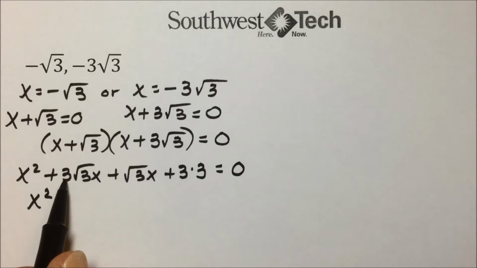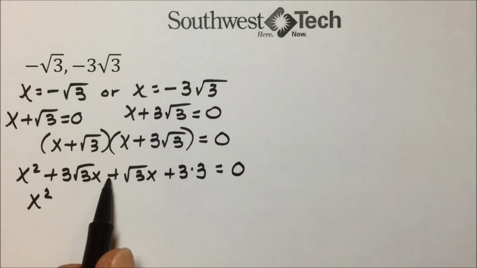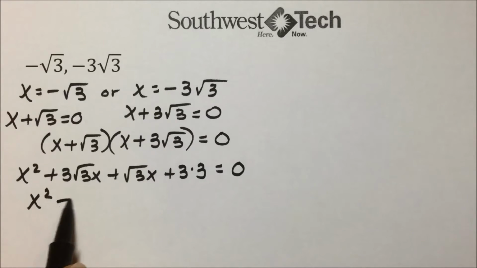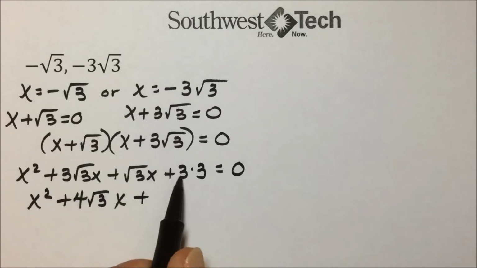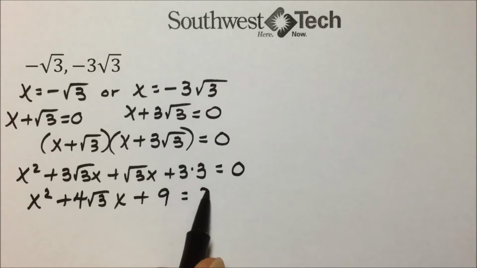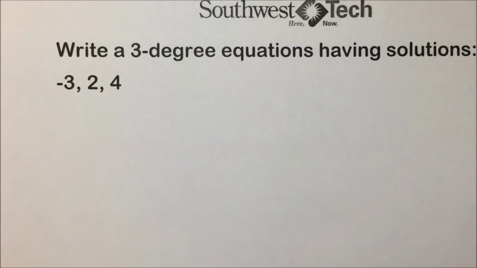Combining like terms, we have 3 square root of 3x plus 1 square root of 3x makes 4 square root of 3x, recognizing that x is not underneath the radical. And as I said, the 3 times 3 is 9. So this would be the quadratic equation that resulted in those two irrational conjugate roots or solutions. We can take this up actually higher.